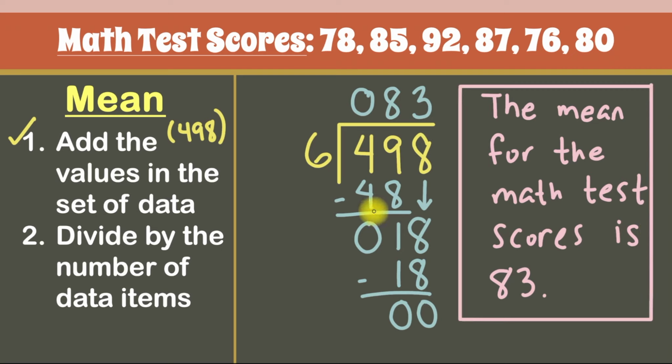And just like that, we've got the mean, math aces. We put our data in order from least to greatest. We added it all up to find the sum, which was 498, and then divided it by the number of data items, which is 6, because we have 1, 2, 3, 4, 5, 6 data items. We did the math and got a final answer and mean of 83.